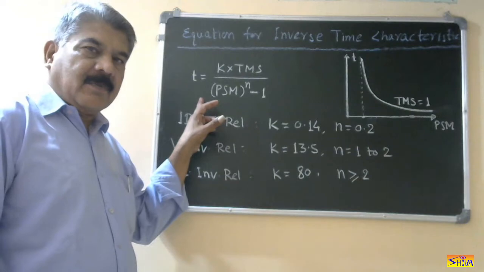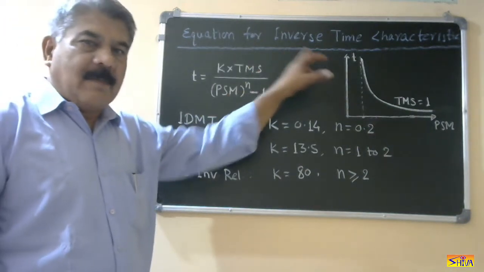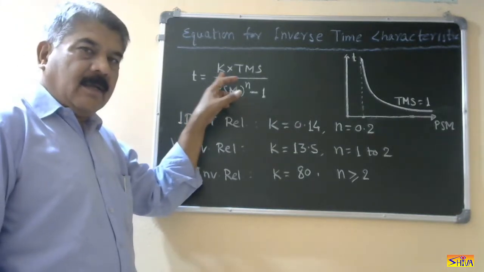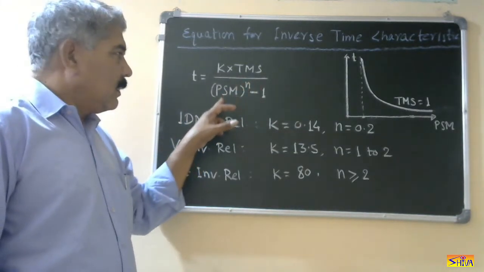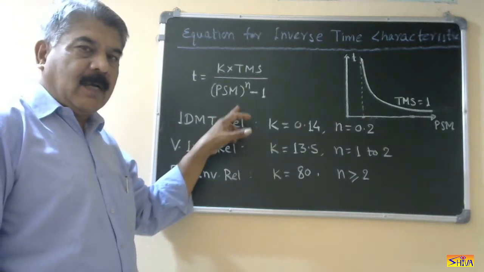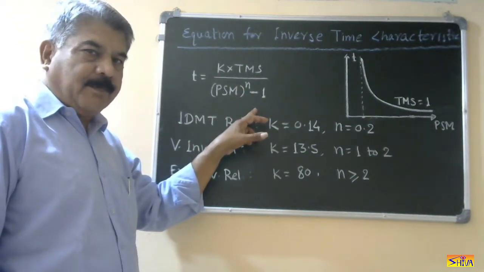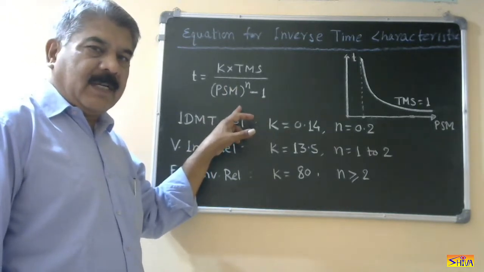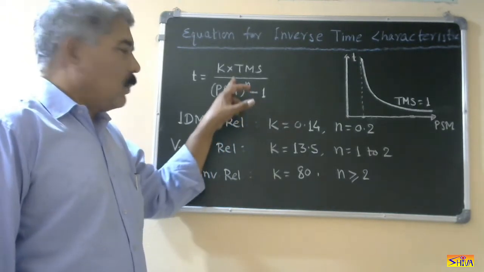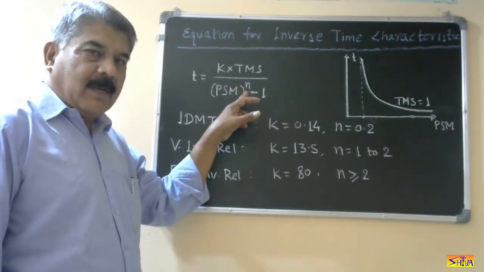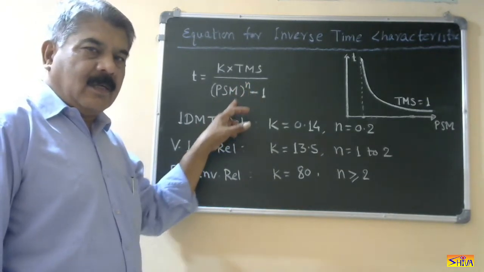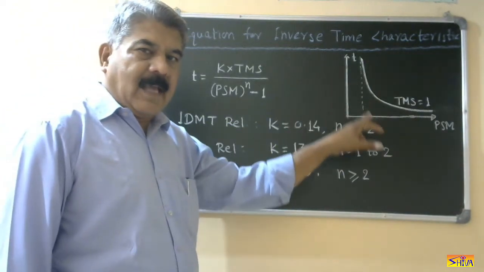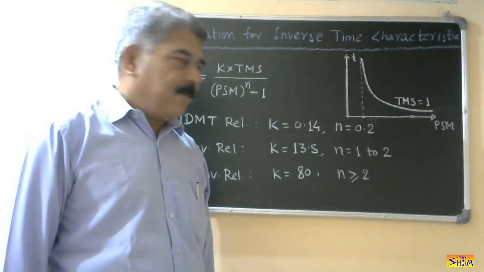The characteristic equation of inverse time relay is given by k into time multiplier setting divided by plug setting multiplier to the power n minus 1. Sometimes in place of plug setting multiplier, we take relay current. So the equation will be k into time multiplier setting divided by current to the power n minus 1. This is the general characteristic of inverse time relay.